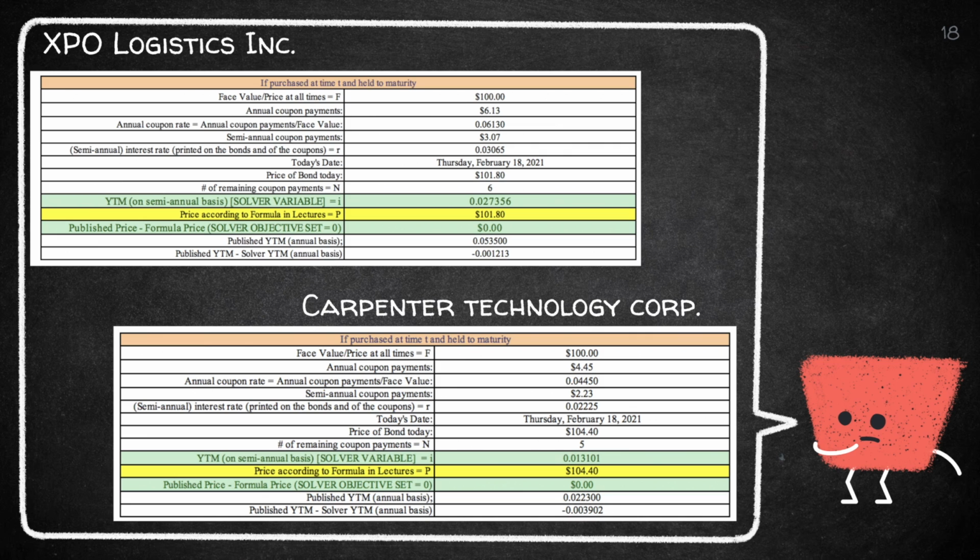The published YTM on an annual basis is 0.0535 for XPO and 0.0223 for Carpenter. Thus, the absolute difference between published YTM and solver YTM on an annual basis for XPO is 0.0012, and the absolute difference between published YTM and solver YTM on an annual basis for Carpenter is 0.0039.